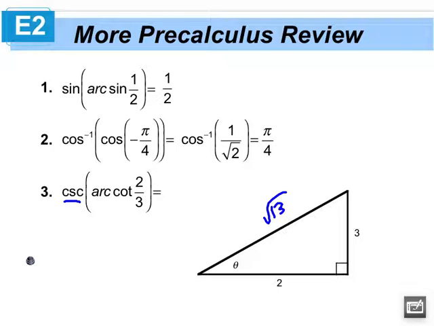So just for giggles, if I change the cosecant to a cotangent, what's that equal to? 2/3. Yeah, 2/3. Cancels itself out. And you can do sine, cosine, all of those. If the value that you're working with is not on the unit circle, you're drawing a triangle.